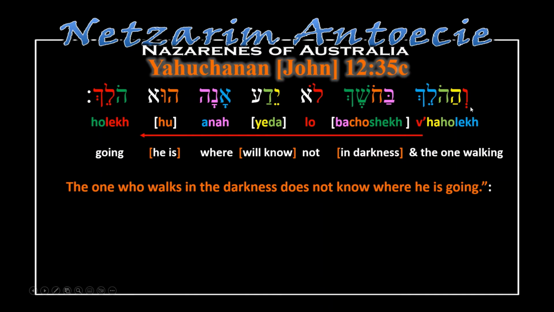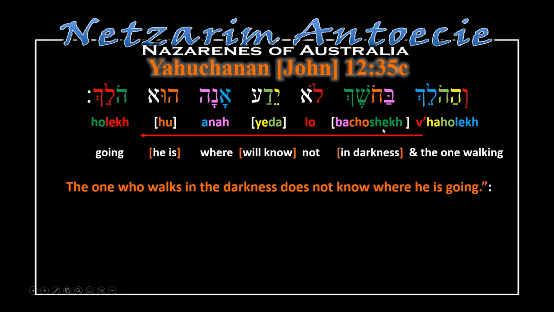And we come to part C. It's a vav, a hey again, lamed, kaf safit, bet, chet, shin, kaf safit, lamed, aleph, yod, dalet, ayin, aleph, nun, hey, vav, aleph, hey, lamed, kaf safit. The ha-holek, and the one walking, because we have a holek, which usually is like a participle meaning walking, and therefore it's the one walking.